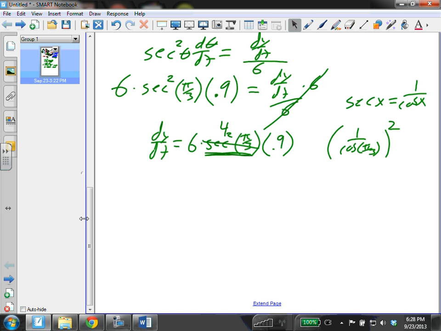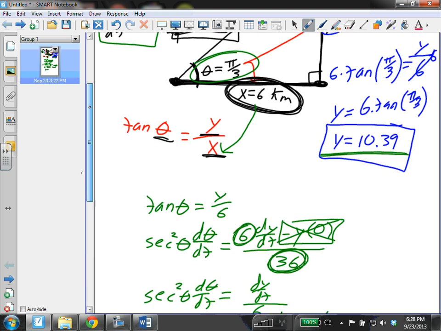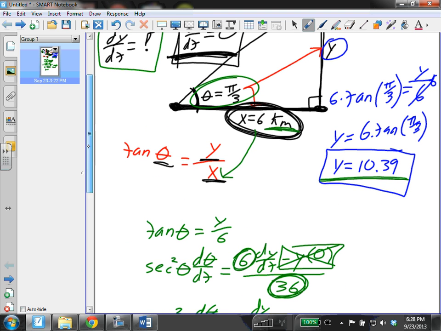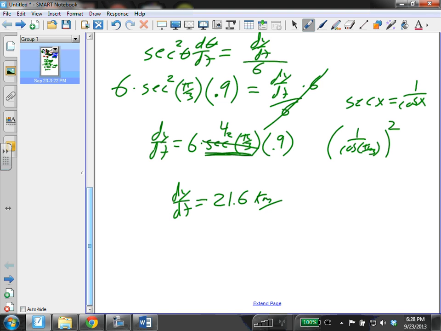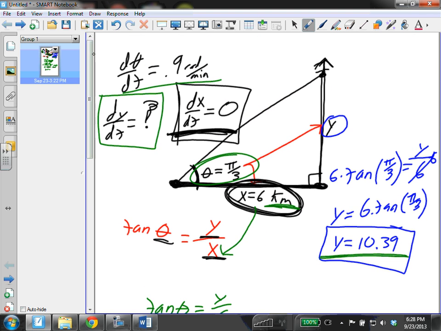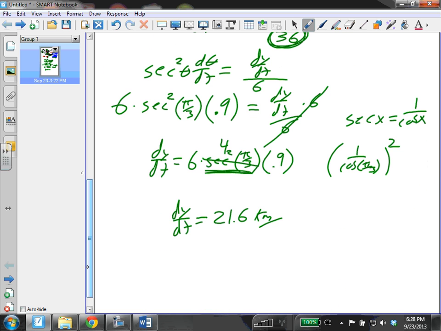Now if we simply multiply 6 times 4 times 0.9, we get that dy/dt is 21.6. Our unit of measurement in distance right now is kilometers, and this is a rate of change, so it's going to be kilometers on top, over our change in time, which in this problem is measured in minutes. You can remember that from the fact that they told us the change in theta with respect to time was 0.9 radians per minute. So this should be kilometers per minute. And how fast that distance y is changing is equivalent to the velocity of the rocket.